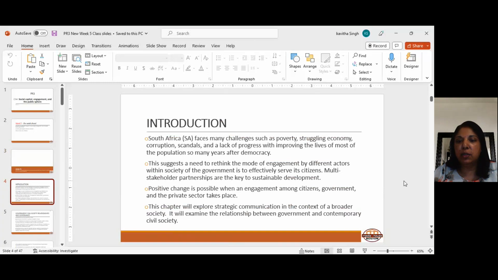Multi-stakeholder partnerships are key to sustainable development. So what we're saying, like I've mentioned not so long ago, is that apart from government, we have other organizations in civil society that can assist in bridging that gap, closing that gap. That is what we also speak about when we say nation building. We want us as a nation to succeed and to become a country where levels of corruption are low, where unemployment levels are low.